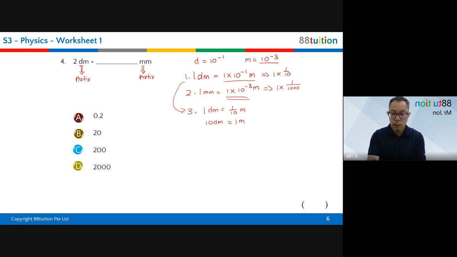Okay. Next, 1 mm is this. So 1000 mm equals to 1 meter. So these are the two things that we want.